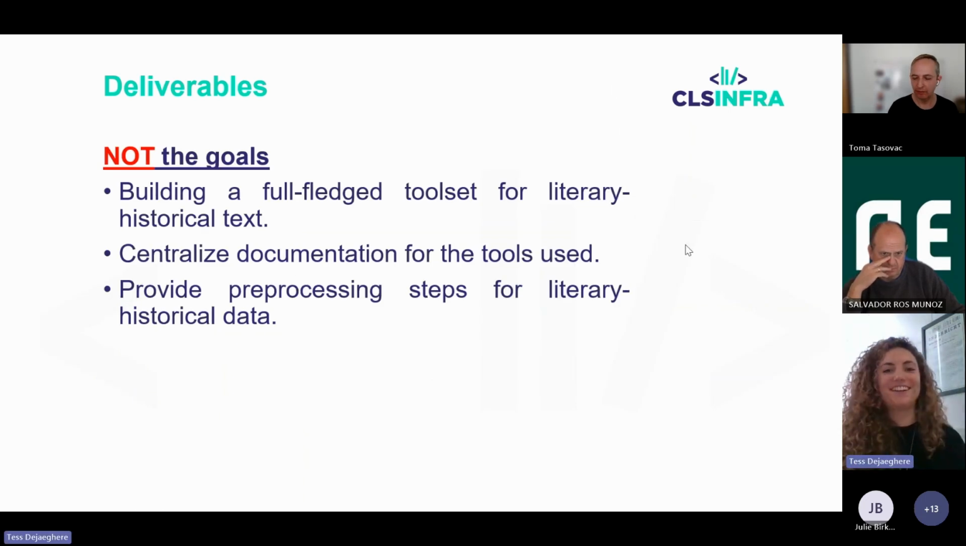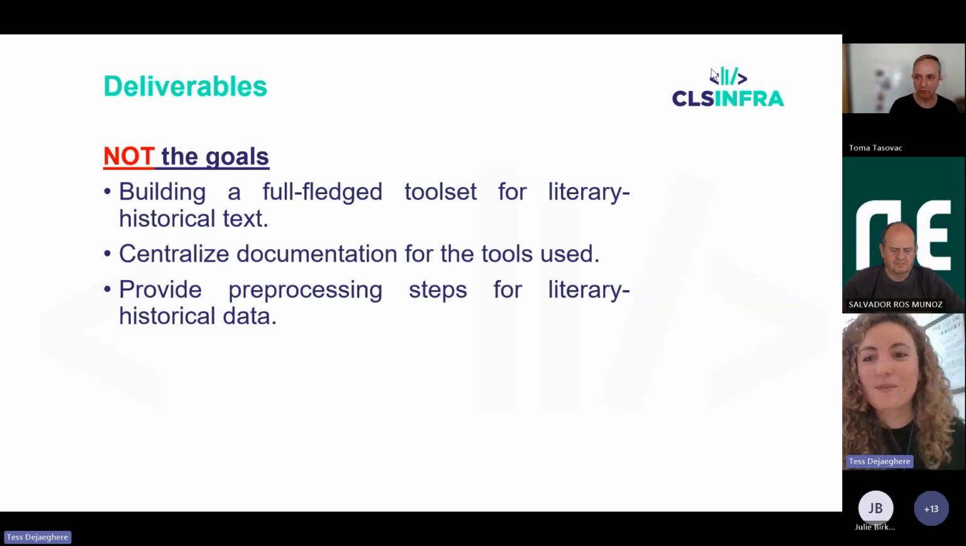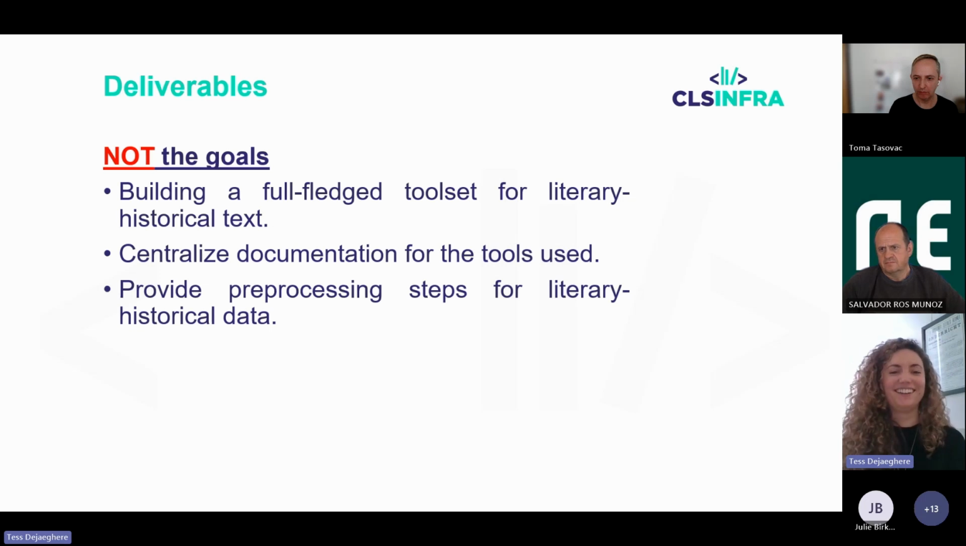It's important not only to tell you what the goals of our Jupyter notebooks are, but especially what the goals are not. So what we do not aim to do is to build a full-fledged tool for literary historical text. So we let go of that idea. That's simply not possible to do because literary historical text is so varied. The research purposes are so varied, so it's simply not possible to make one all-encompassing tool for literary historical text material.